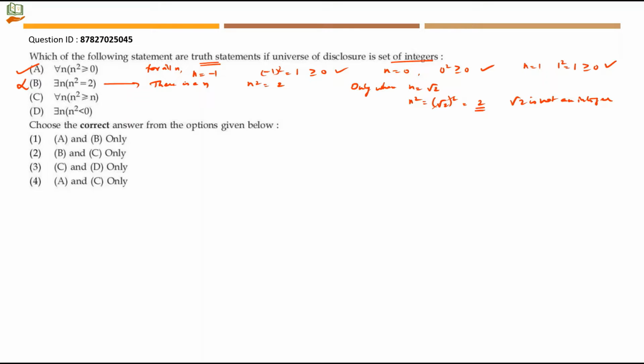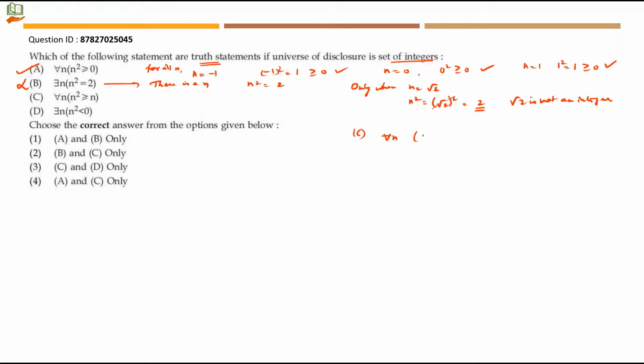We have to find at least one value of n which will make this equation true. n square is equal to 2. But n has only one value for which if you square you will get 2. That value will be square root of 2. Square root of 2 is not an integer. So we are marking it to be false.